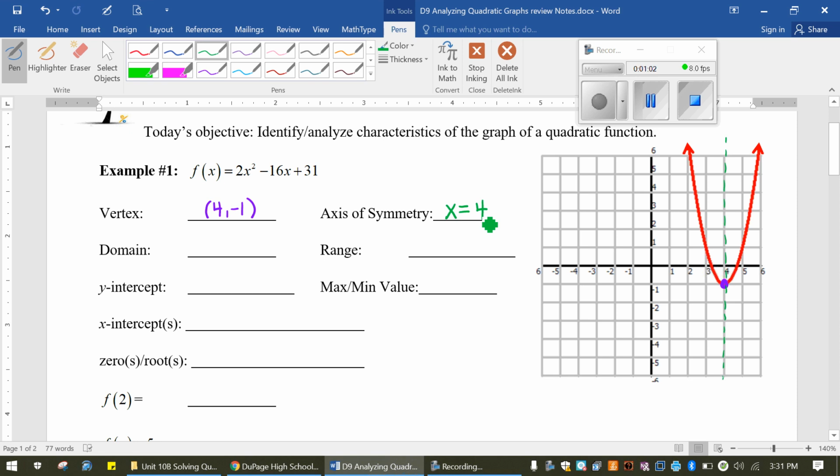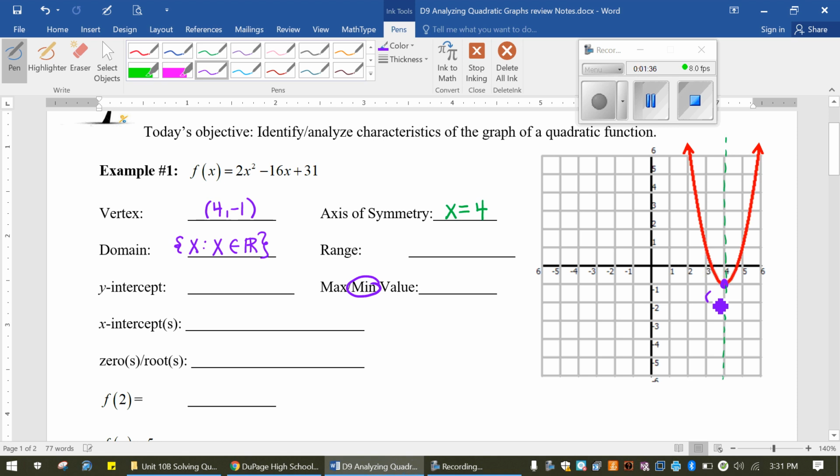Okay, our domain for any parabola, any quadratic, is always going to be all real numbers. So we're going to write that as x such that x is an element of all real numbers. The range, because this parabola opens up, this is our lowest point. So that is a minimum value. And the lowest value here is the y coordinate of the vertex.